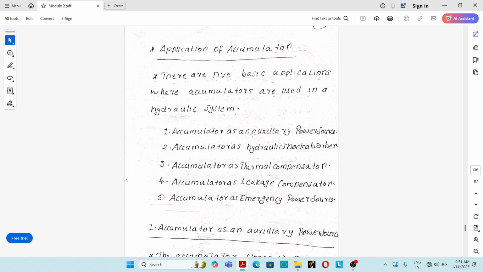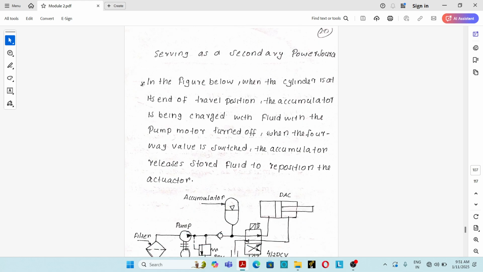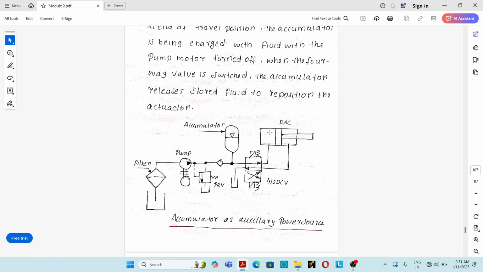So the accumulator acts as an auxiliary power source, as a hydraulic shock absorber, as a thermal expansion compensator, as a leakage compensator, and as an emergency power source. First, the accumulator as an auxiliary power source. This is the main function of an accumulator. The accumulator will act as an auxiliary power source or secondary power source.